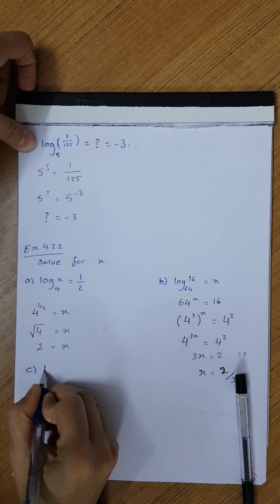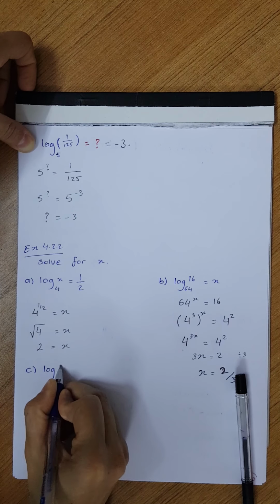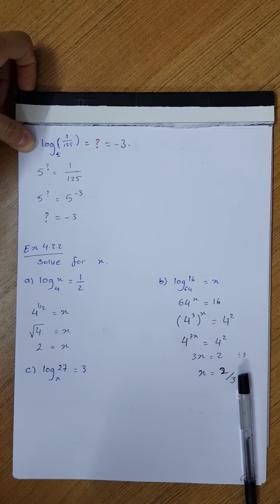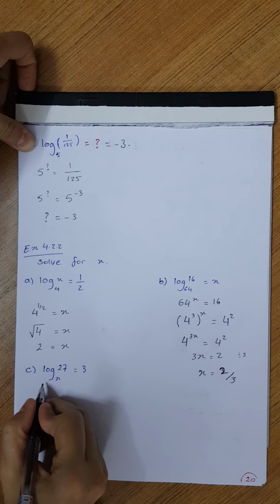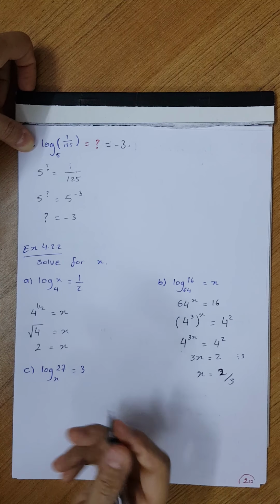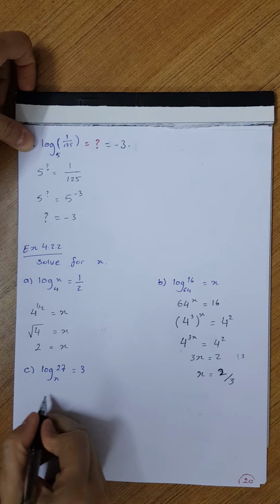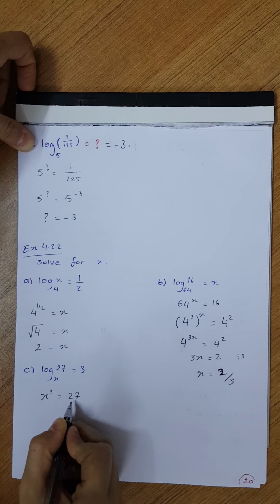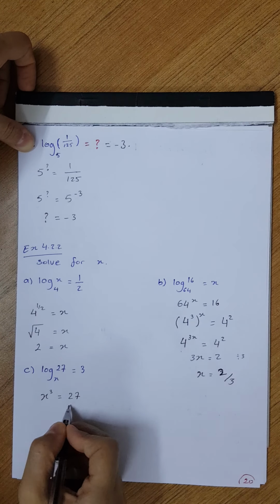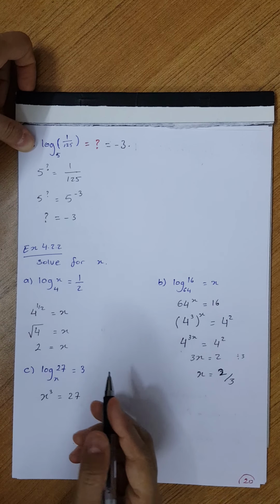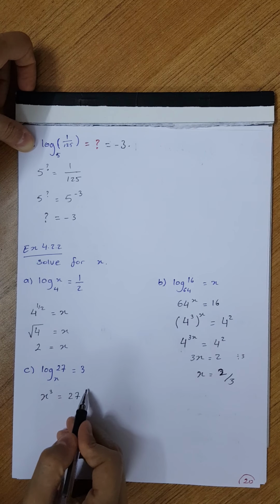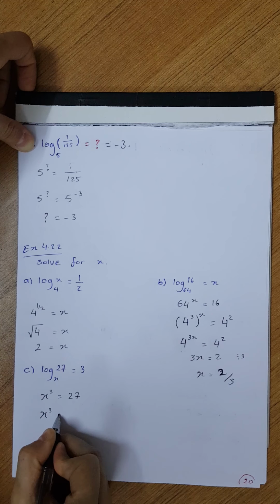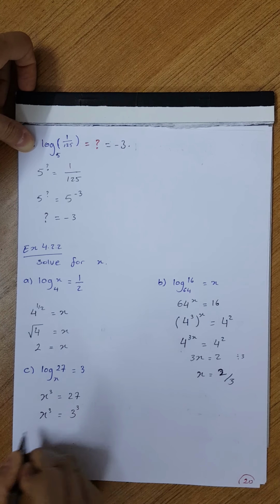I'm given logarithm of 27 with the base of x. That's equal to 3. Okay, what does that equal to? Again, I have to change this one back to an exponential form. So x to the power of 3 is equal to 27. I have to change the 27 to something to the power of 3, okay? Because if the powers are equal to each other, the bases will equal to each other also. So x to the power of 3 is equal to 3 to the power of 3.